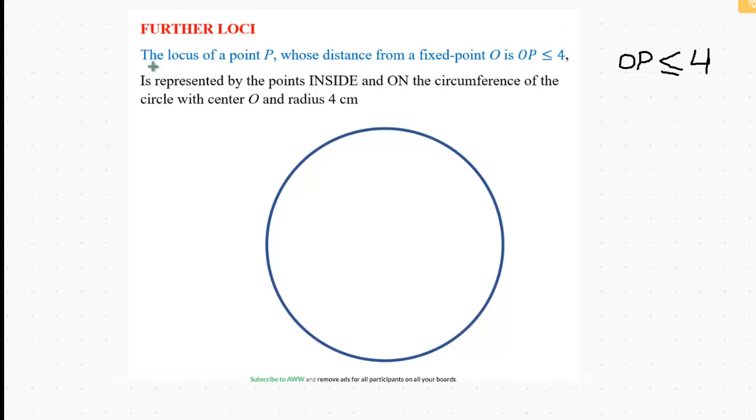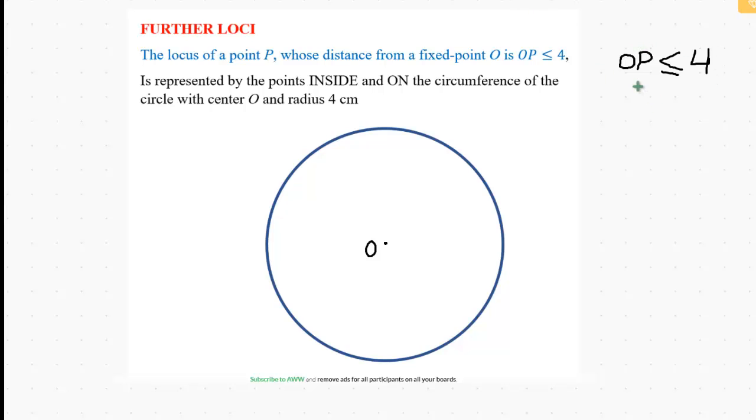Now in the second part, the locus of a point P whose distance from a fixed point O is OP less than or equal to 4. Now we are going to understand this inequality. In this inequality, again P is the moving point and O is the fixed point. And we know from the basics of loci that a locus from one fixed point is a circle. So this is a circle. Here O is a fixed point and P is the moving point which is moving on the circumference of the circle. Now this P is satisfying this inequality as well.